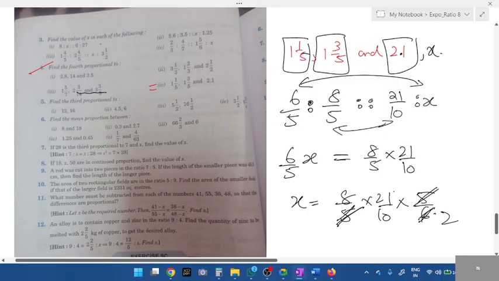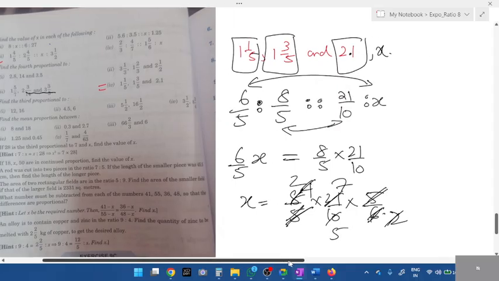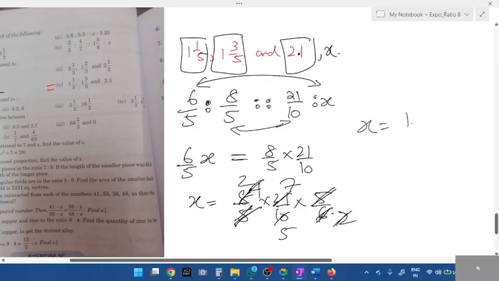5 and 5 next. 3 twos are 6, 3 sevens are 21. 2 ones are 2, 2 fours are 8. 2 twos are 4, 2 fives are 10. Did you get 14 by 5? In what form is the question given, students? Mixed fraction or decimal? It's given in both, right? Decimal and mixed fraction. So you can write it in decimal or mixed fraction. Both are correct.